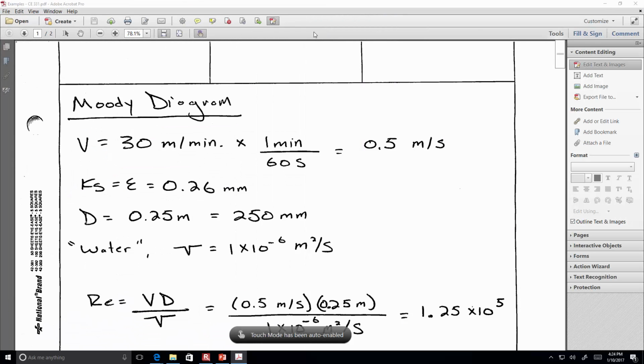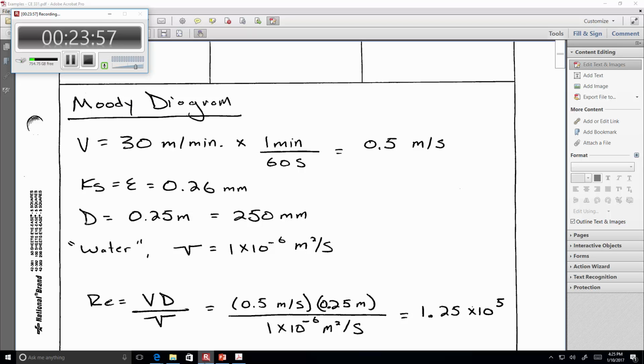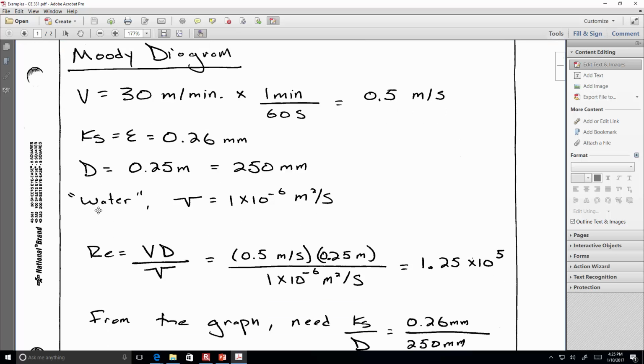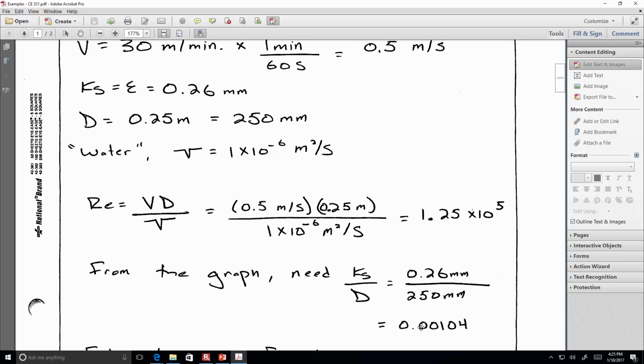All right. So we find the velocity in meters per second because we're going to need that to calculate the Reynolds number, right? And knowing the fluid properties of water, the diameter of the pipe, we got the Reynolds number. Now the K sub s to D, we got to calculate that ratio, and it's pretty close to 0.001.